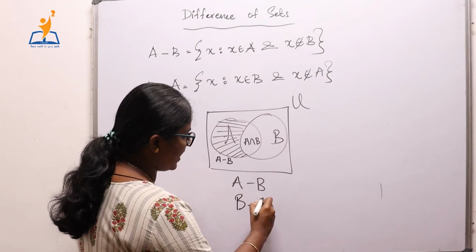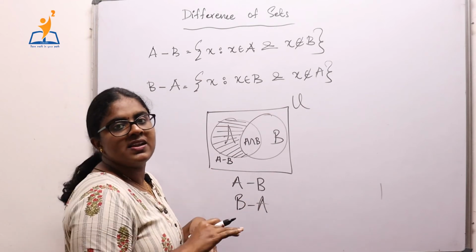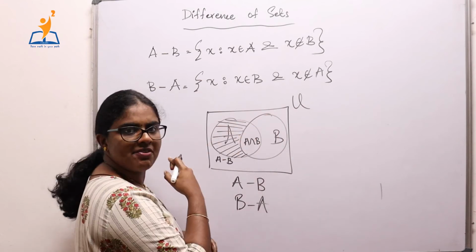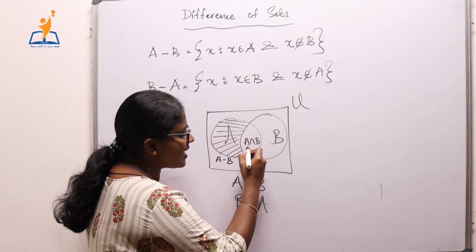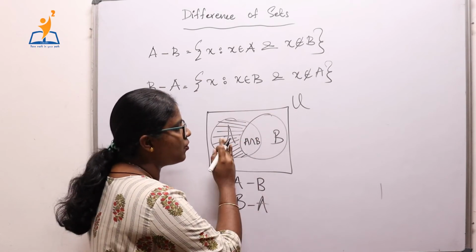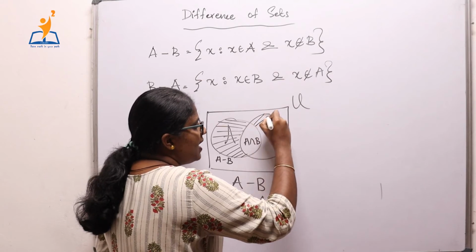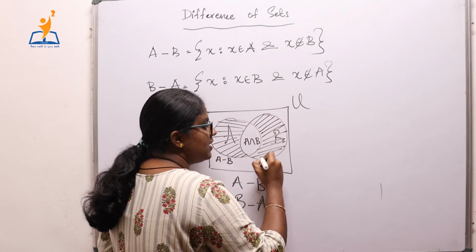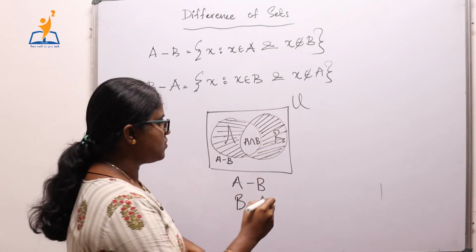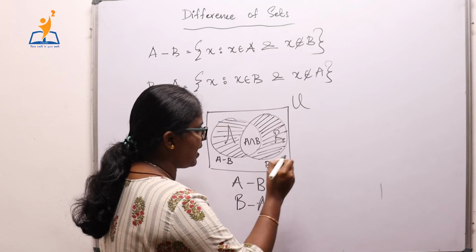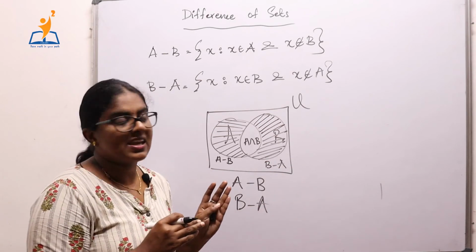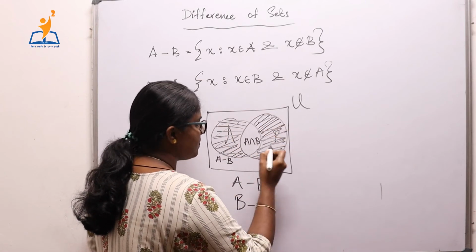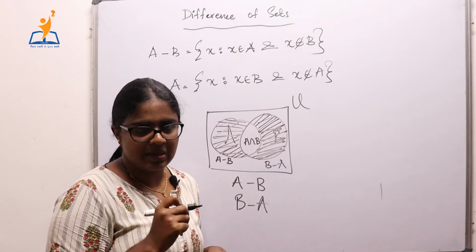Now what is B minus A? To find B minus A, we have to consider B, and we have to remove the elements of A from that. We know that this is a region which is common to A and B. So we have to remove this region. So our B minus A is the set of all elements which belong to B but which do not belong to A. So this is our region B minus A. So look here. This is A minus B. This is B minus A. And this is A intersection B.